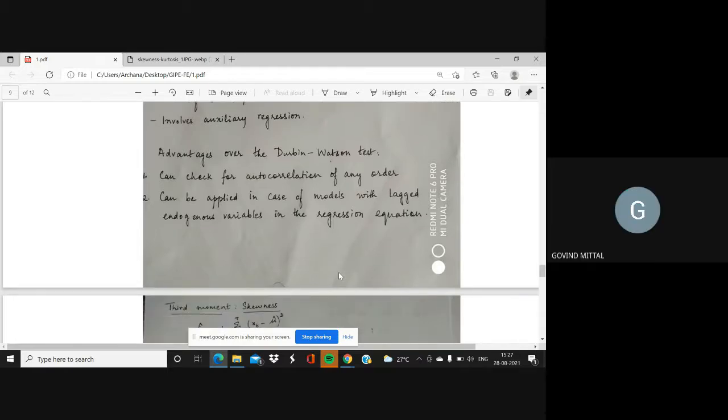But the sheet says advantages of Durbin-Watson is it can be applied in case of lagged endogenous variables. No, it says advantages over. How is it better than using the Durbin-Watson test? Thank you, ma'am.